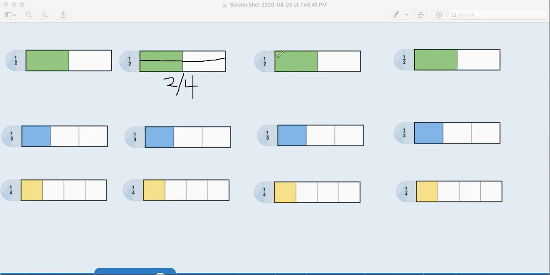So now I'm going to move on to the next one. This is still 1/2, same shaded area. Now I'm going to cut it the other way into 3 equal parts, right? And again, what's the same? Well, the shaded area is the same, right? But what has changed is the number of equal parts, right? So now we have 6 equal parts, and the number of parts that are shaded are 3. So 3/6 is another way to represent 1/2, which is another way to say 2/4.